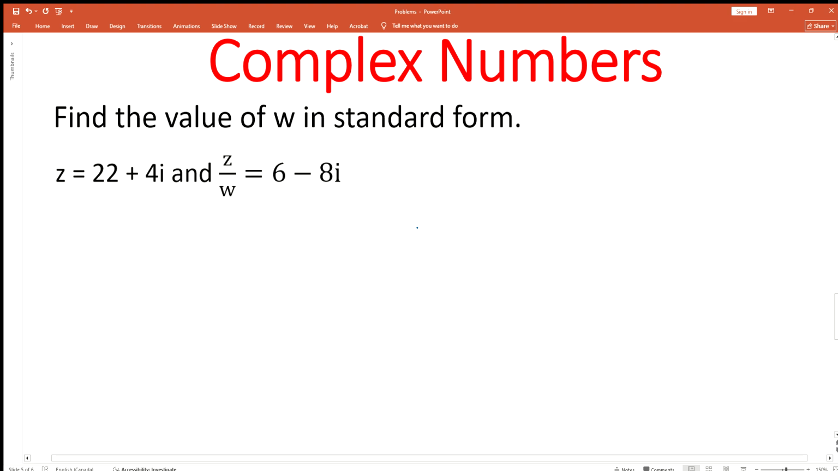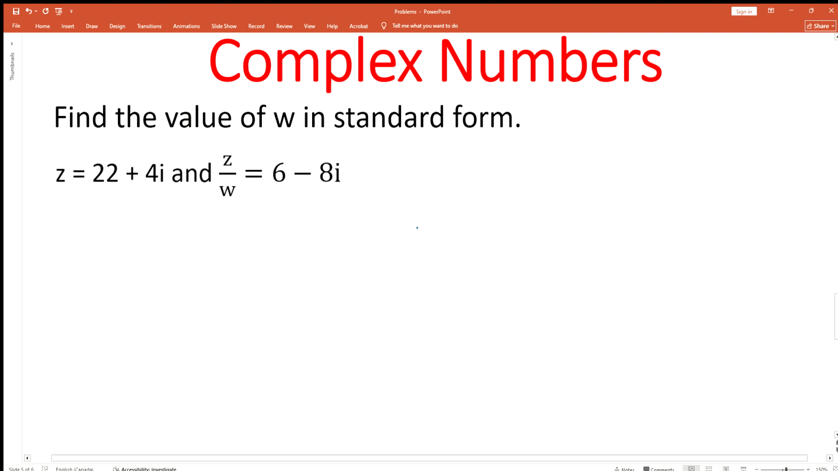In this video, we'll solve a complex number problem. As per the problem, find the value of w in standard form. We are given that z equals 22 plus 4i and z over w equals 6 minus 8i. i is the imaginary unit. We have to use these two equations to find the value of w.